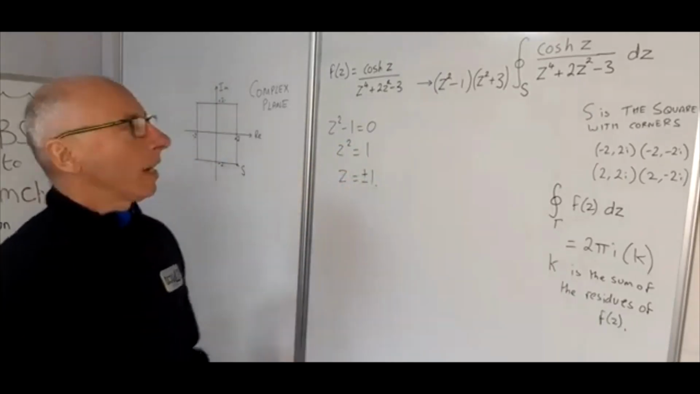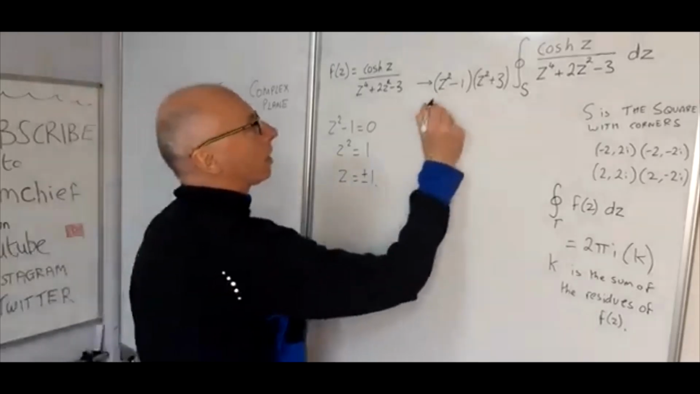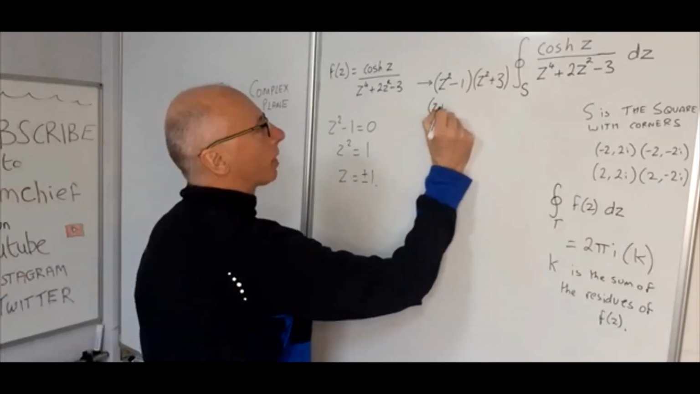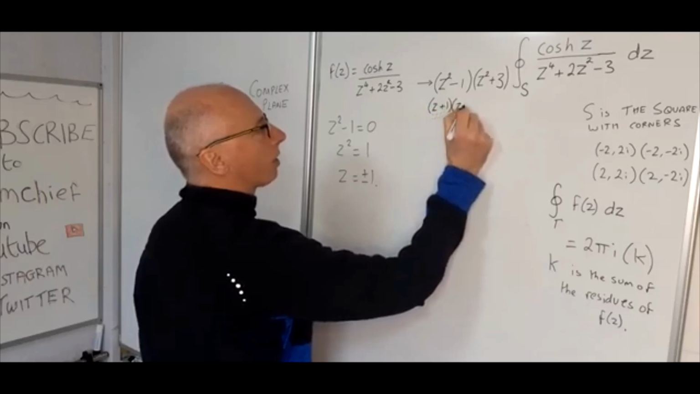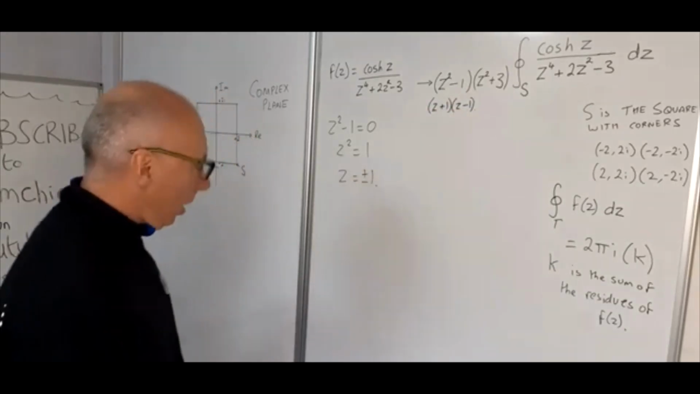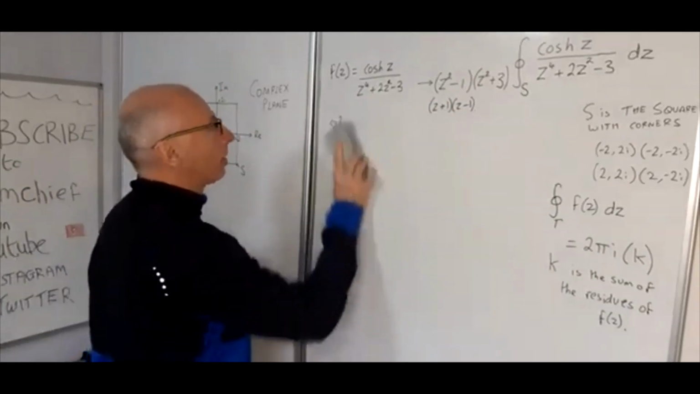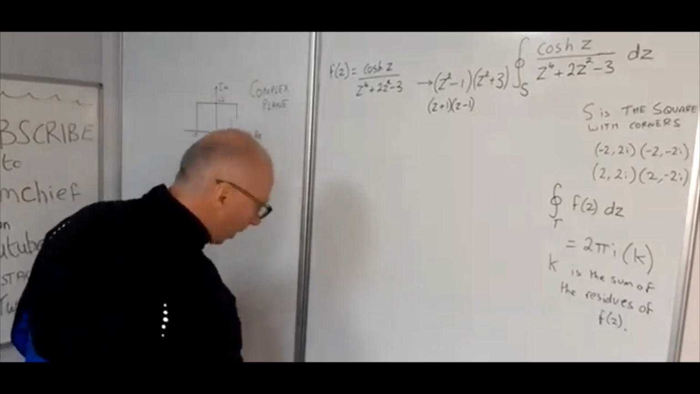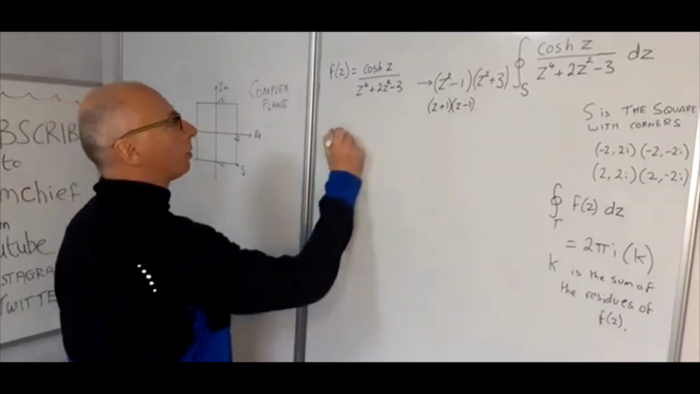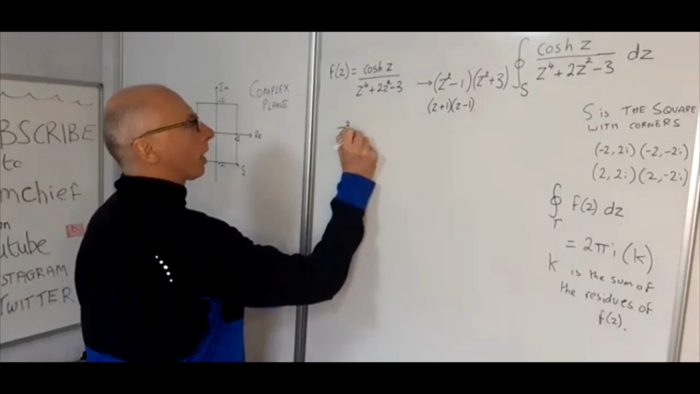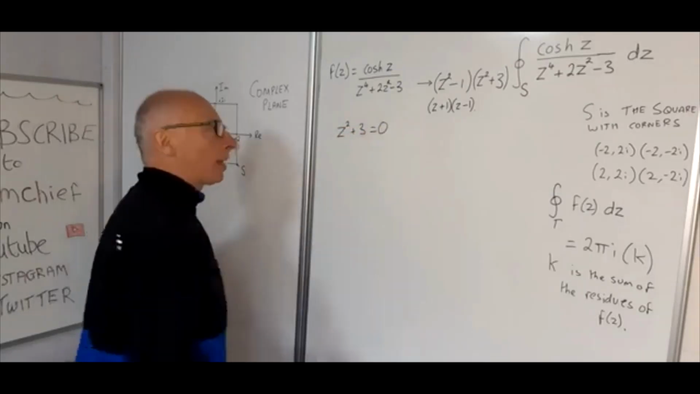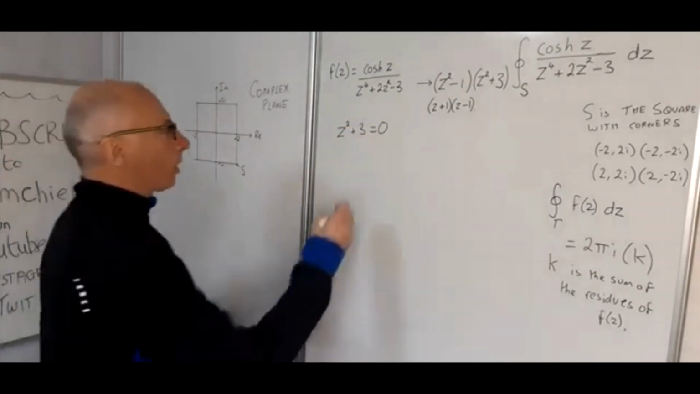So that's pretty straightforward for this side. Let's just write that in there: z plus 1, z minus 1. Okay, so that takes care of that. Now what about z squared plus 3? This is looking a little bit more tricky. So z squared plus 3, set that to 0. Z squared equals minus 3.